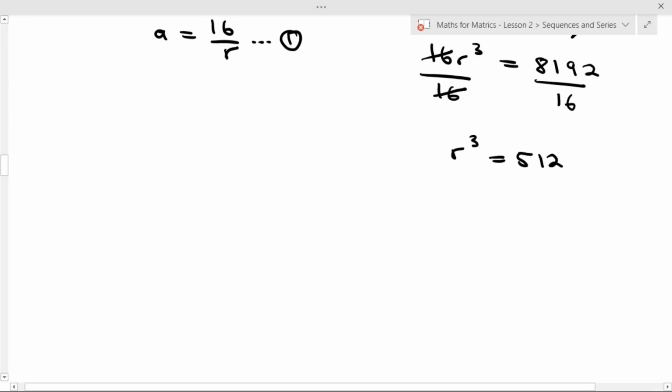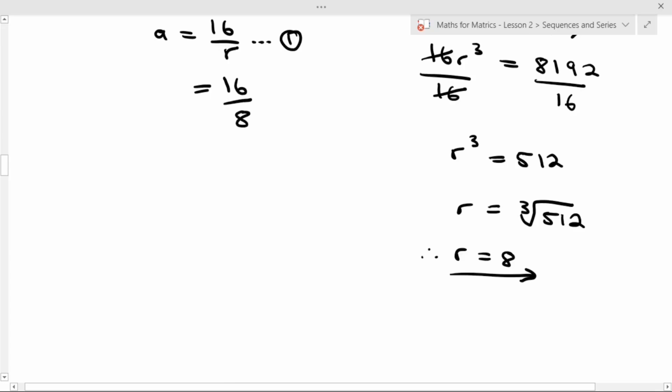Now to find the value of r, we have to evaluate the cube root of both sides of the equation. We are now left with r is equal to the cube root of 512. The cube root of 512 is 8. Therefore, r is equal to 8. Now that we have our r, we can go ahead and substitute it into equation 1. 8 goes into 16 two times. Therefore, a is equal to 2.